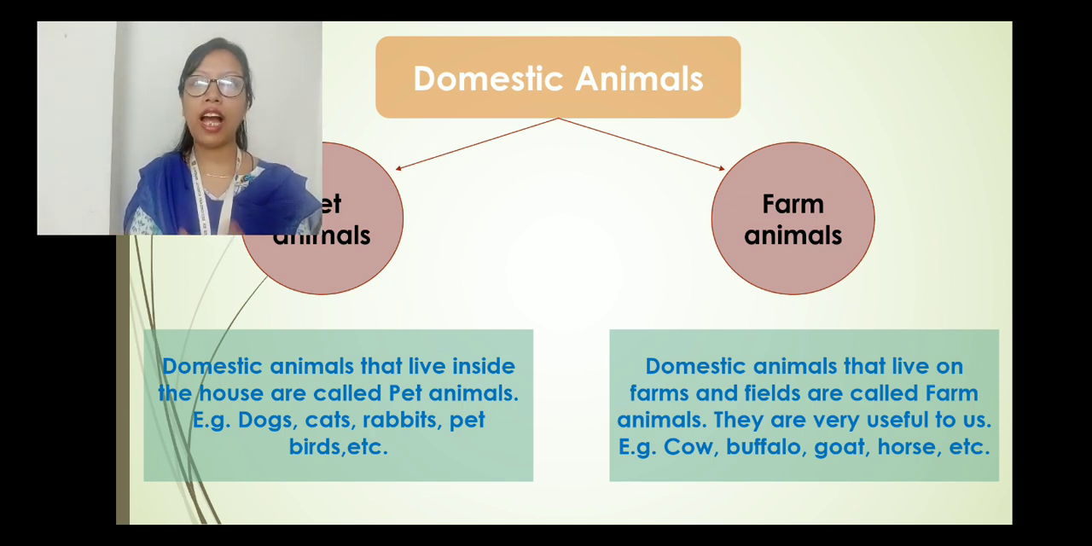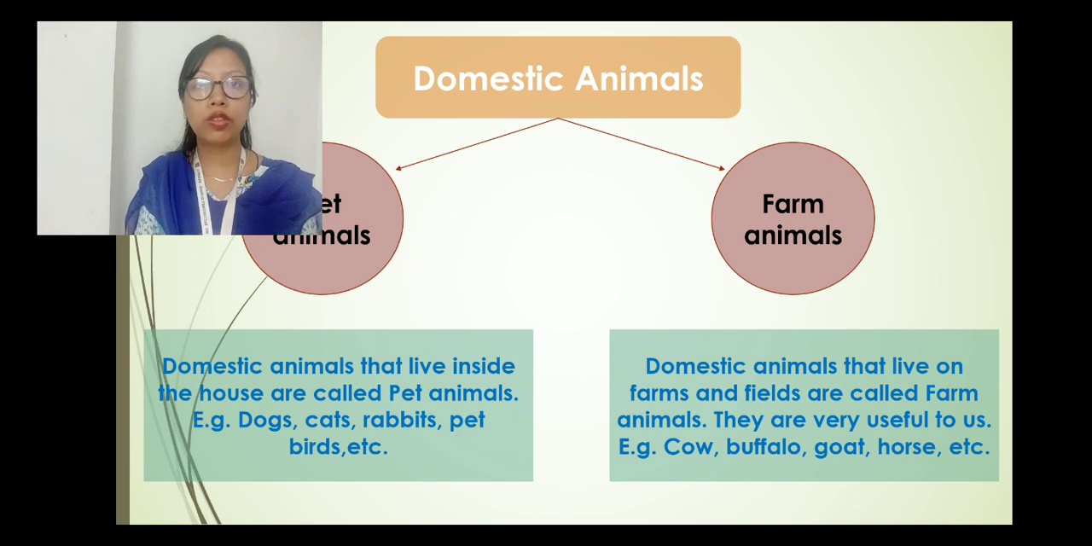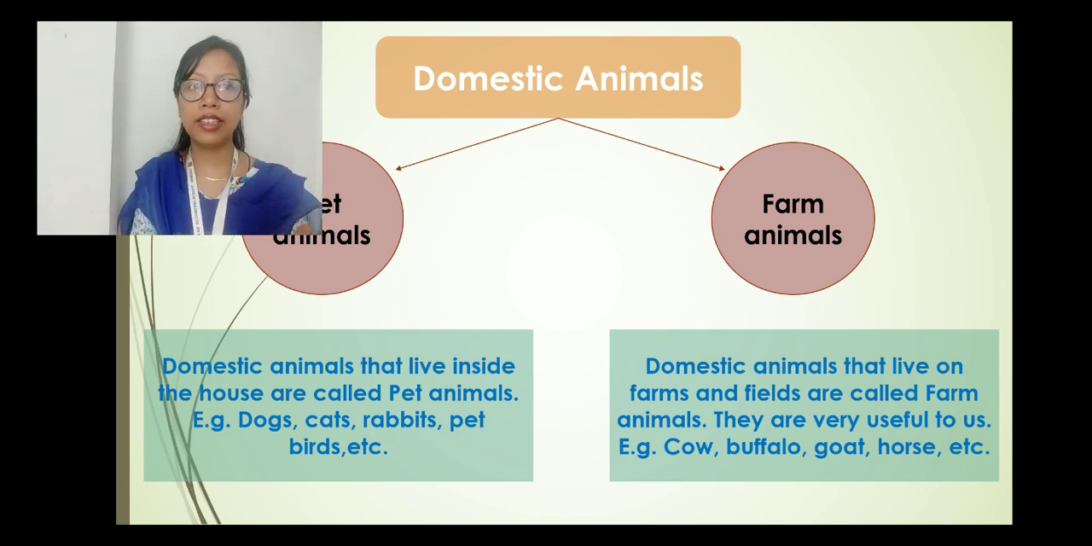And the farm animals, I hope you have seen most of the cows and buffaloes grazing on the grasses because they are kept in a farm, or in the field. The horses, buffaloes, goats, cows, etc. These animals are very useful for us because they give us milk and help us in farming, in agriculture. That's why they are called farm animals. Now always remember one thing, pet animals are the animals that live inside the house and farm animals are the animals that stay outside, that is on the farms and in the fields.